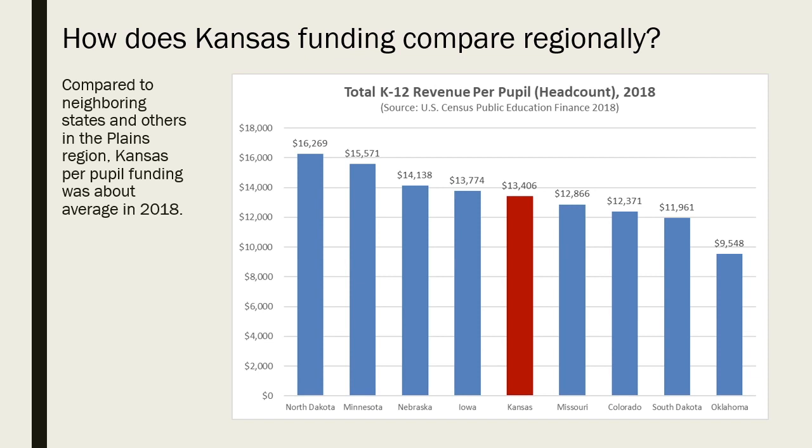In 2018, Kansas was right about in the middle of funding per pupil on a regional basis. North Dakota, Minnesota, Nebraska, and Iowa all provided more total funding per pupil. Missouri, Colorado, South Dakota, and Oklahoma provided less.